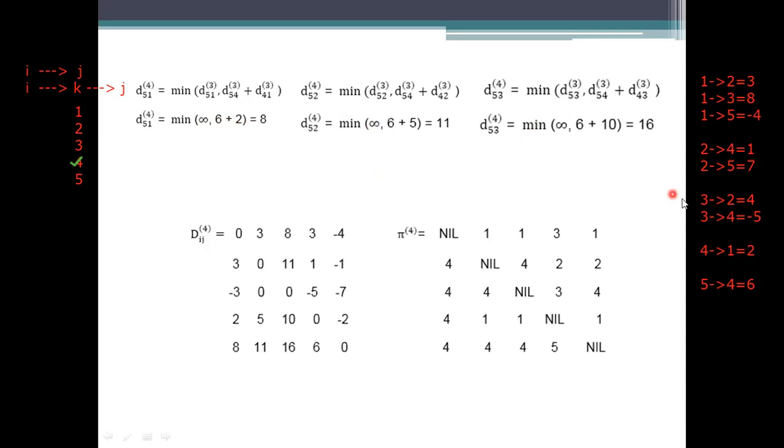And 5 to 2. 5 to 2 means 5 to 4, 4 to 2. 5 to 4 value is 6. Okay, 4 to 2, we calculated the value, which is 5. Means from 4 to 1, which is 2, 1 to 2, which is 3. 3 plus 2 is 5. So 6 plus 5, 11. And the next minimum distance from that one is considered as 11 among the infinity.